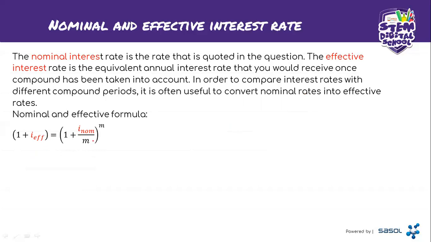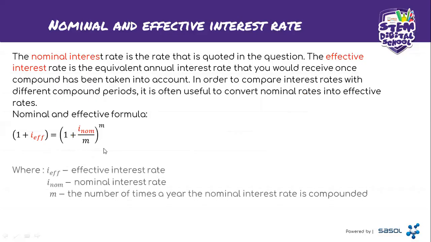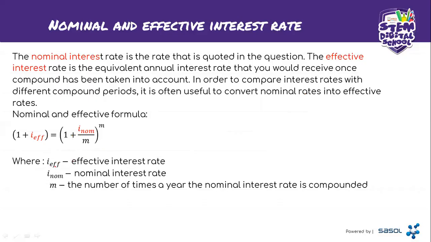So this is the formula that we must use. I with EFF is the effective interest rate, and I norm is the nominal interest rate. Then M is the number of times the nominal interest rate is compounded. This M does not stand for number of years. It's the compounded period. Any compounded period that we have, that's where we substitute it, where you see M.